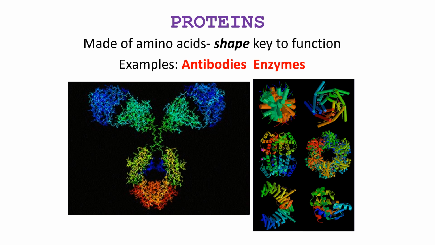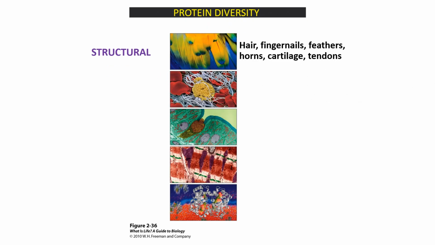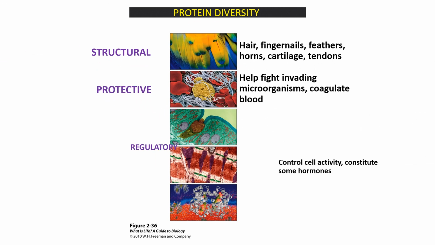On the right side, I have an enzyme. An enzyme is a very special protein that makes a reaction happen much faster. And we'll spend an entire chapter just talking about enzymes. So there's like a whole diversity when it comes to the function of proteins.